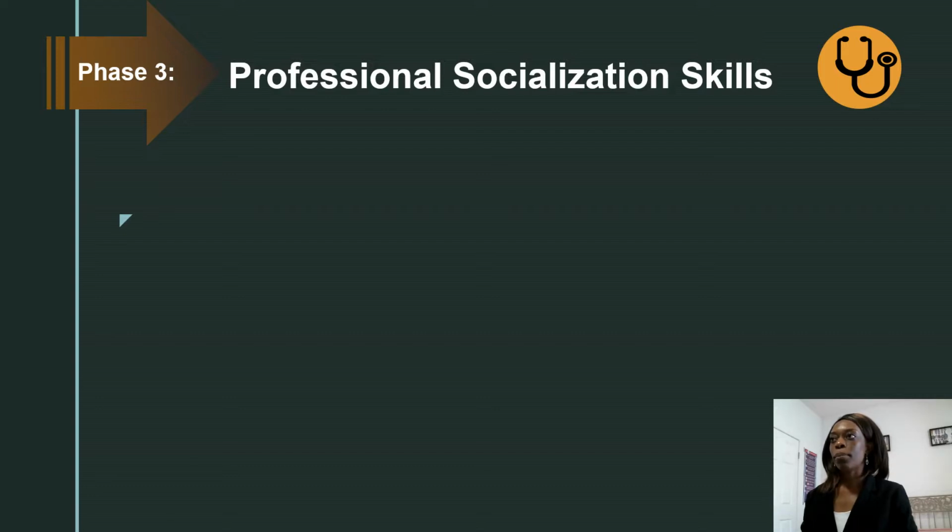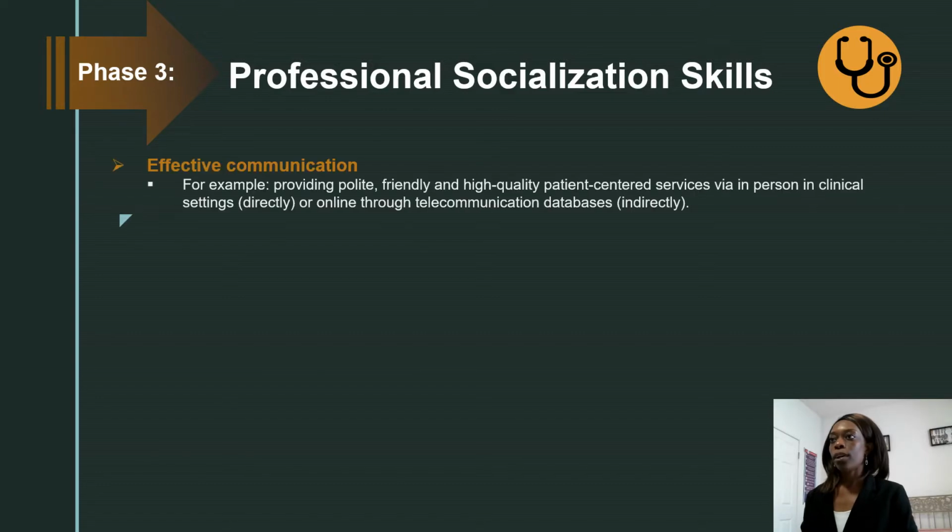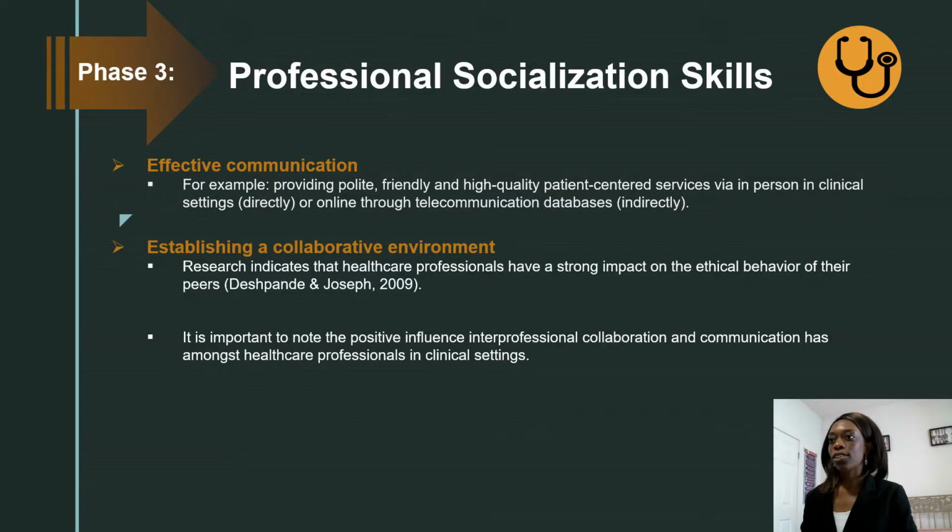When I analyze personal and professional socialization skills, I think about the development of 1. Effective communication, for example, providing polite, friendly, and high-quality patient-centered services in person in a clinical setting or online via telecommunication databases. 2. Establishing a collaborative environment. Research indicates that healthcare professionals have a strong impact on the ethical behavior of their peers, and it's important to note the positive, influential impact that interprofessional collaboration and communication has on healthcare professionals in their clinical setting.